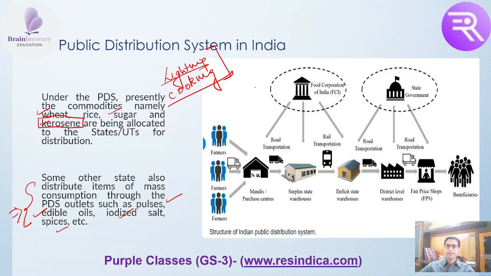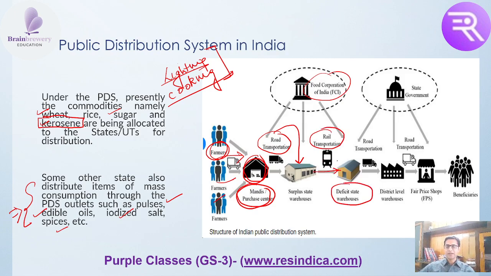If you see here, there is a flow chart. Farmers sell their produce to the mandis or purchase centers. These are the purchasing centers, or we call them procurement centers. Then from the procurement center, the central government transports these things to the warehouses of the FCI, the surplus state warehouses. Then with rail transport or road transport, FCI transfers it to the deficit state warehouses, where the state needs the food grains.